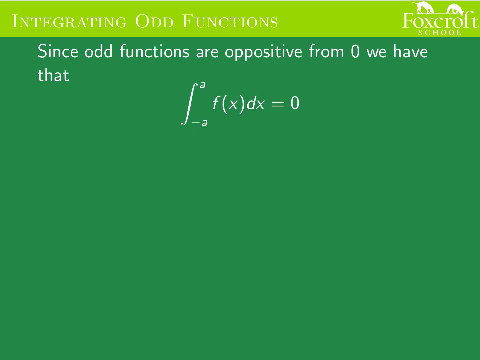With odd functions, it's even nicer because if I have my odd function, again, we'll use x cubed as my example, and I want to find the integral from negative a to a. I'm trying to find the area here and there. But because this function is symmetric, this negative area below the x-axis is a negative answer. This is a positive answer.